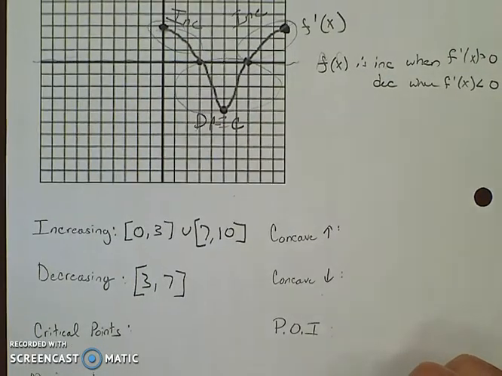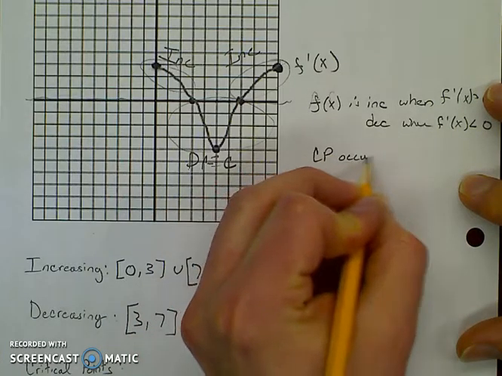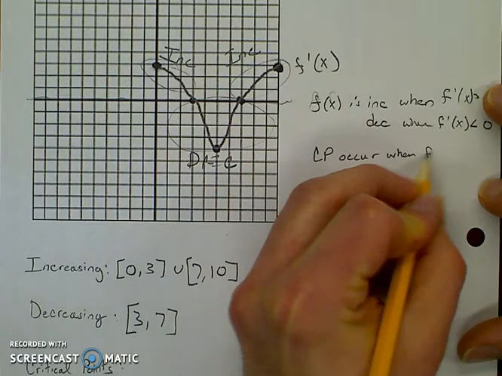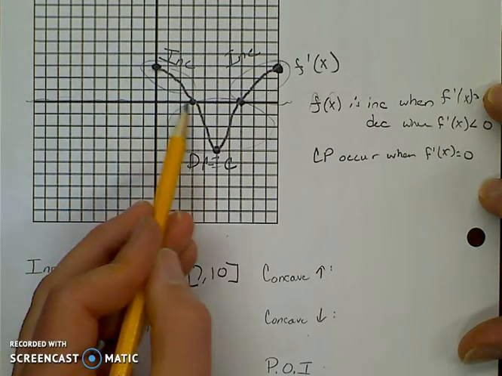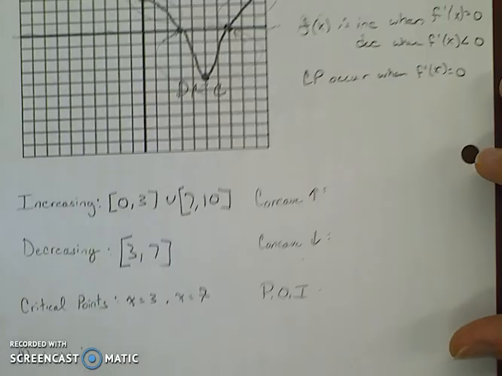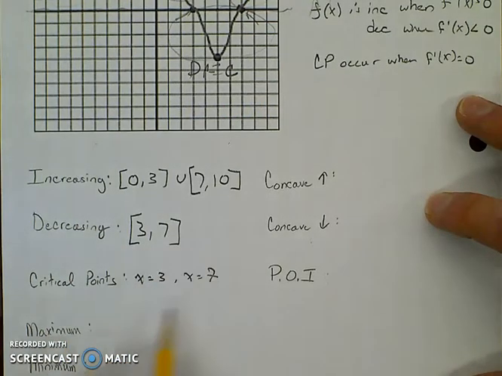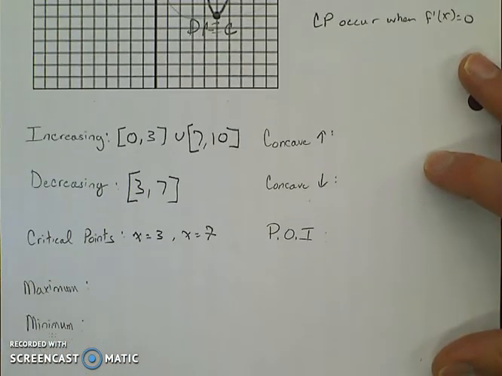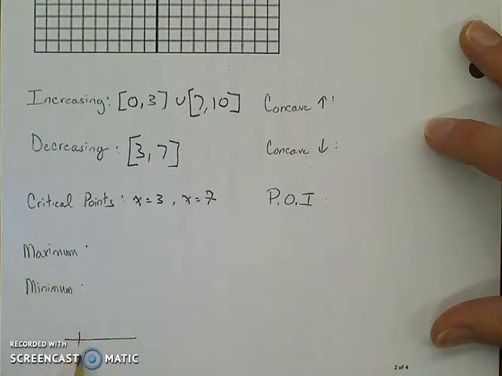The critical points, well, we look back up here, critical points occur when f prime of x equals 0. Well, these are the x-intercepts, here and there. So x equals 3 and x equals 7. And then we can use this information to create a number line. Our critical points are 3 and 7.